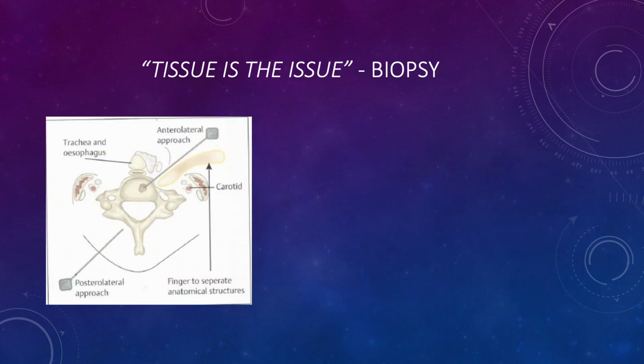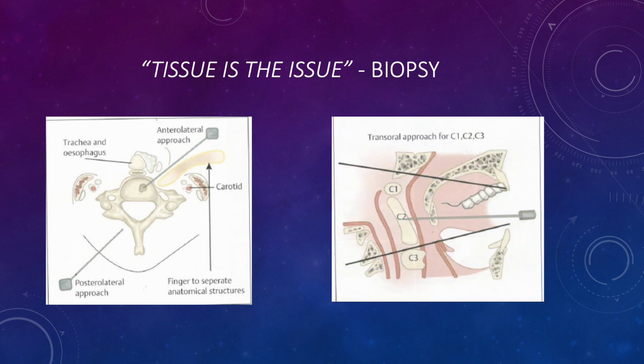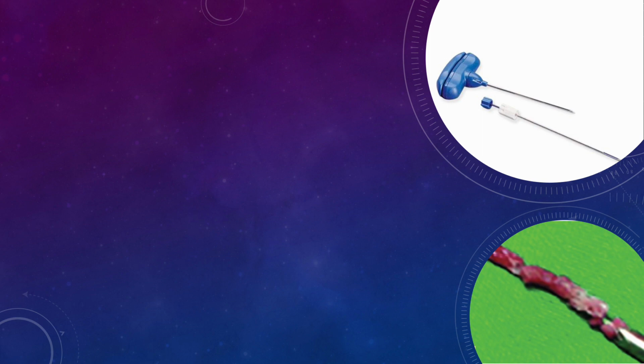For the cervical spine, you can give a small nick, and via the Smith-Robinson approach with finger dissection, you can move away the carotid and other vascular structures and reach the paravertebral abscess or the body of the cervical spine. Or if the abscess and the lesion are posterior, you can go via a posterolateral approach. For the CVJ, you can do a transoral biopsy.